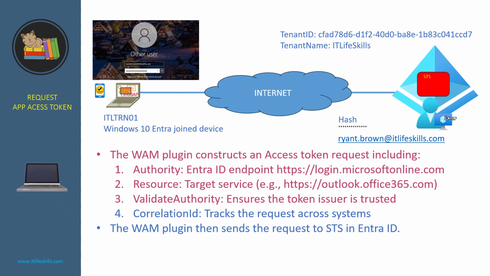And the fourth component is correlation ID. The correlation ID is used to track the requests across systems for diagnostics and logging. It appears in logs on both the client and server side. It helps troubleshoot token acquisition failures or latency issues. The WAM plugin then sends the request to STS in Entra ID.